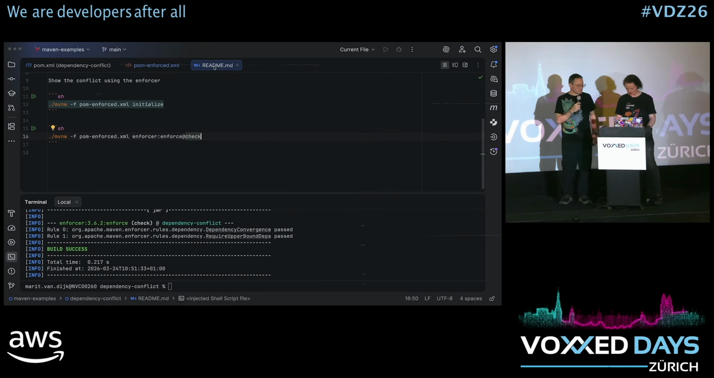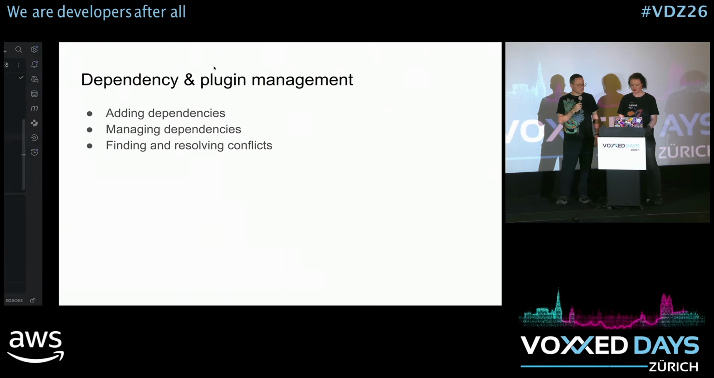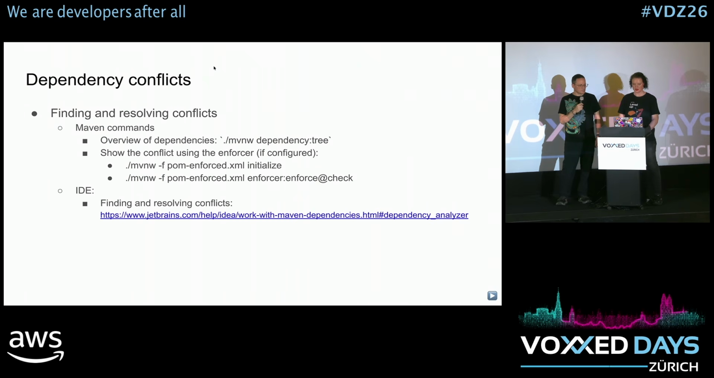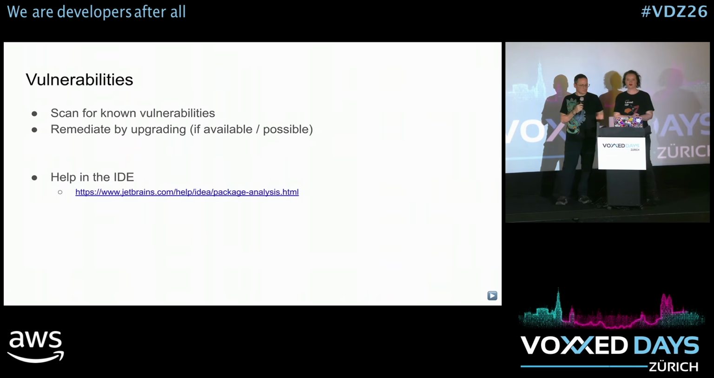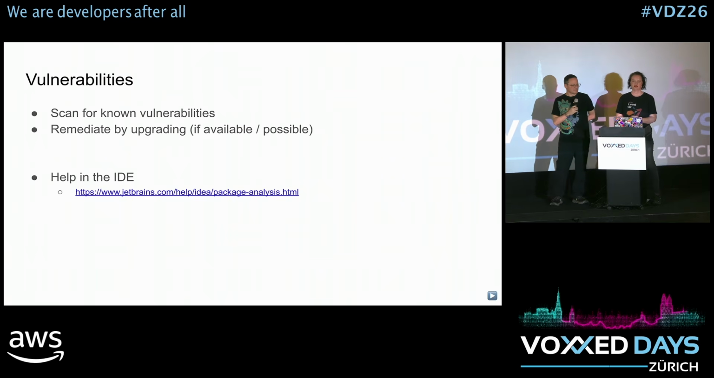Okay. And then we've seen that we sometimes have to deal with vulnerabilities. So we've shown you all of these things and conflicts. But we do have to sometimes deal with vulnerable dependencies. We hope we have tools that will scan for vulnerabilities, and we might need to remediate them by upgrading our dependencies if a new version is available and we can actually use that. IntelliJ IDEA can help you with this.